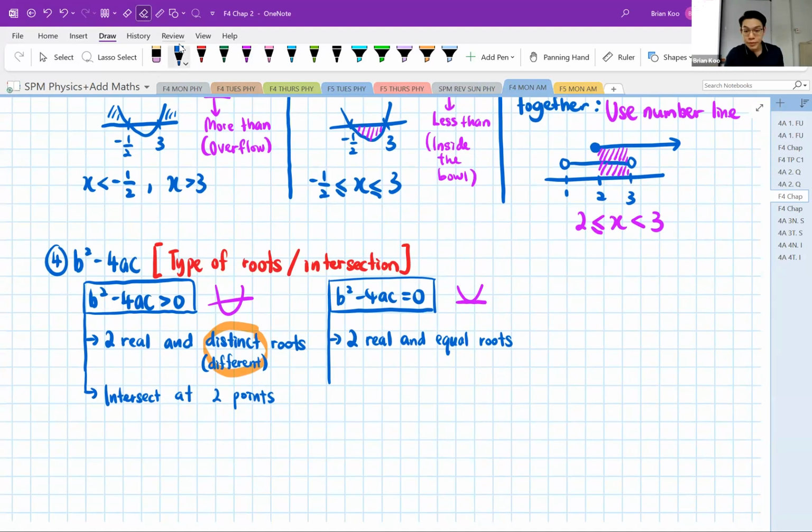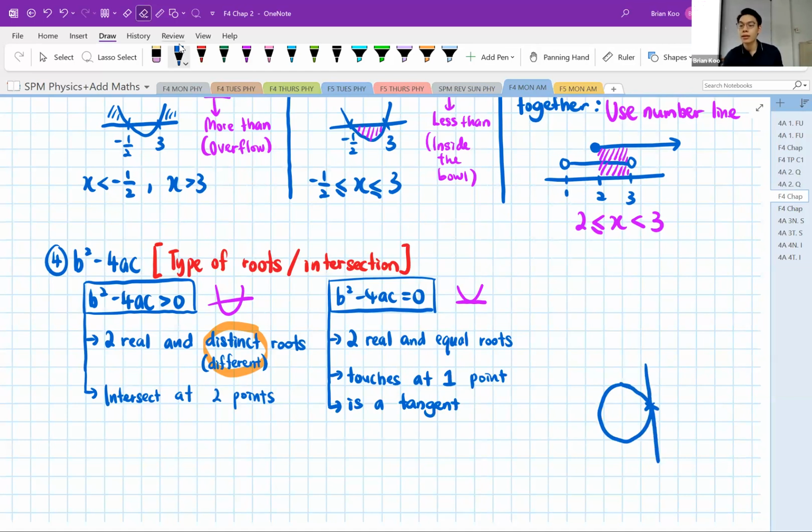And then another one would be touches at 1 point. Maybe I tell you, this graph is gonna cut the other graph at just 1 point. But this kind of touch 1 point thing is also called a tangent. You'll learn that if you have a circle and a line touching 1 point, the line is called a tangent. Same thing, if I have a curve and another equation touching 1 point only, it's called a tangent. Which is this shape.